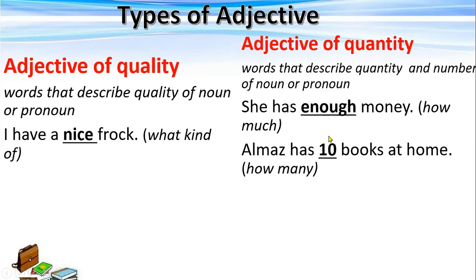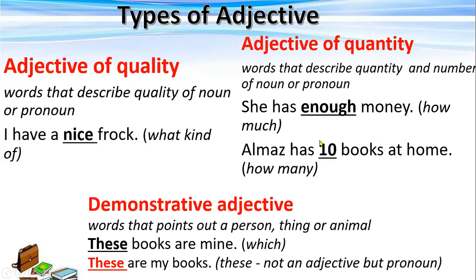Yes, adjective of number. Almas has 10. 10 is here an adjective of number. Okay, next one is demonstrative adjective. They are words that point out a person, thing, or animal. For example, these books are mine. Which books are mine? These books are mine.